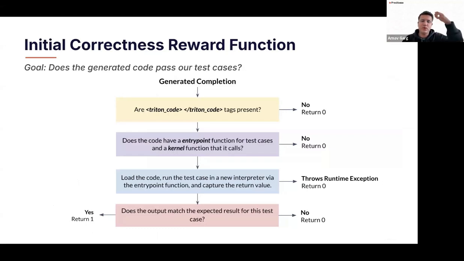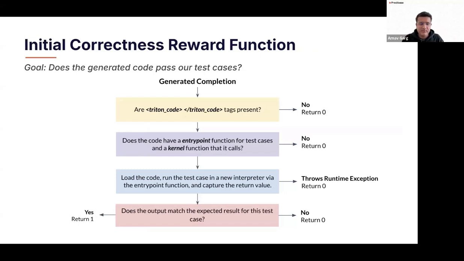So for each completion, we follow a multi-step process. We say, hey, are there Triton code and /Triton code tags present? If not, we return 0. But if yes, we can extract that code out from those 2 tags using regex matching. And then we check, do you have an entry point function, basically a regular PyTorch function that we can call and pass in the test case values? And does that invoke a kernel call internally? Yes or no, right? You can do that by loading the code into a module and doing some interesting massaging and parsing. If it doesn't have that, then we know that this cannot be a valid kernel to begin with, because those are the 2 things we wanted it to do.